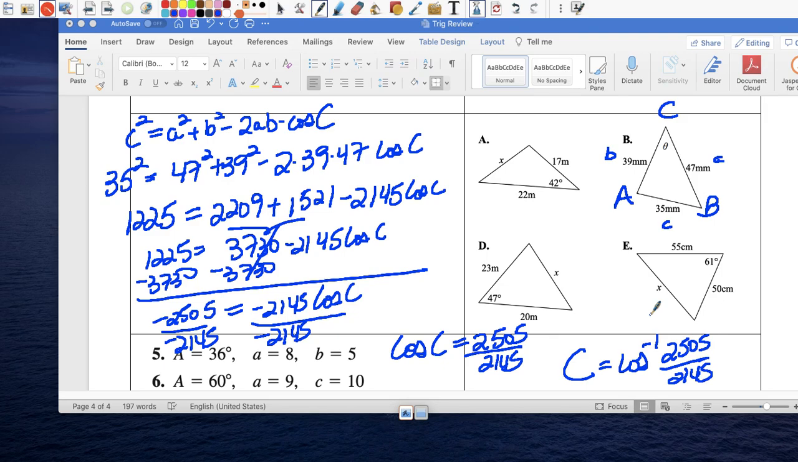35 squared. Plus 47 squared. Plus 49 squared. Let me just run over my numbers again. That's okay. That's okay. That's also okay. 2 times 39 times 47. Oh, shoot. Here's my mistake. This should be 3666. I don't know where I got 2145. This is going to be 3666.